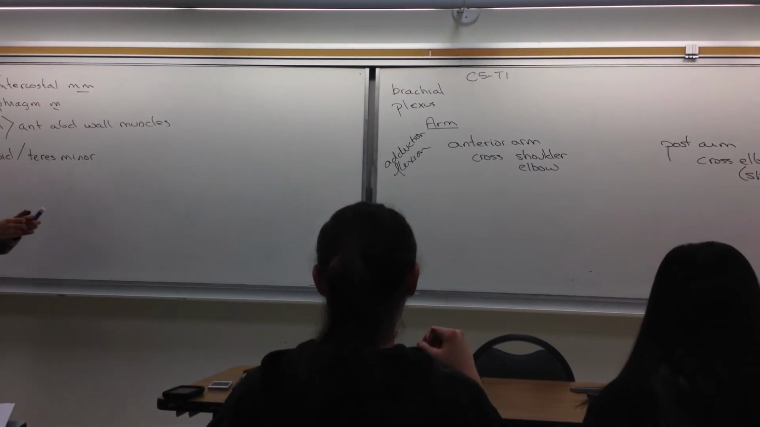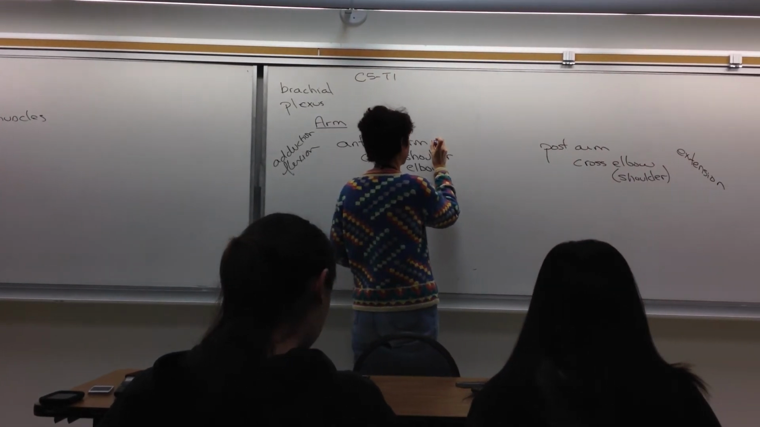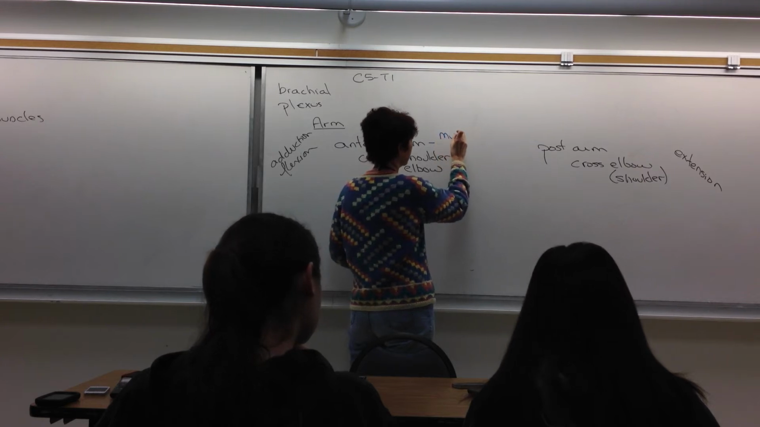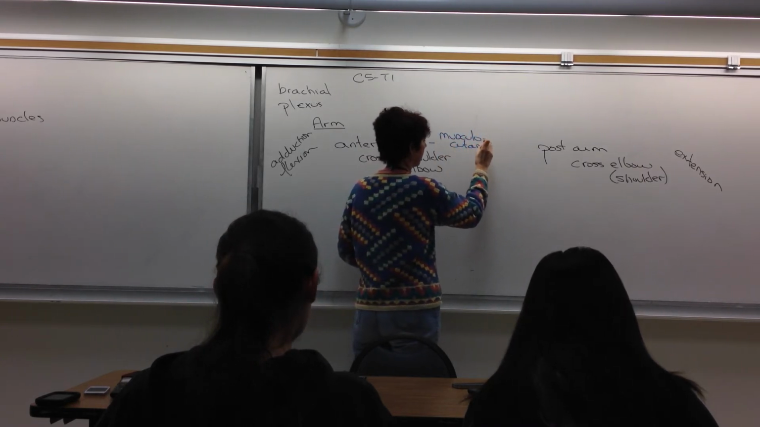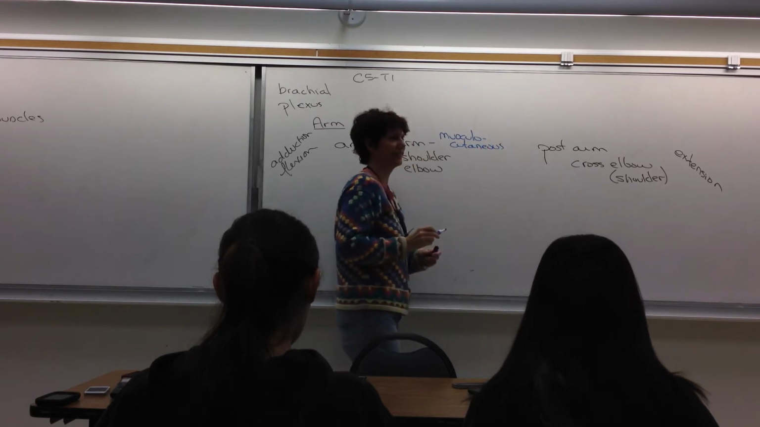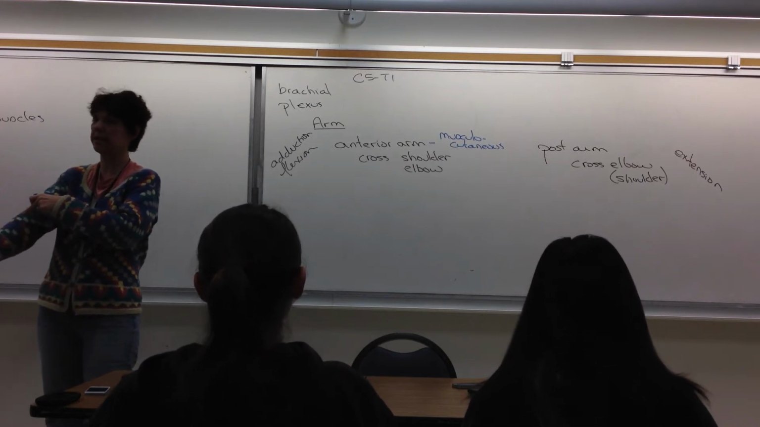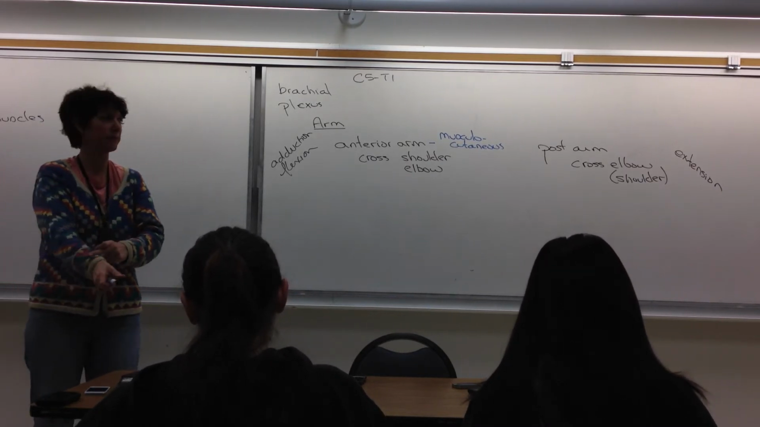The nerve that innervates the anterior arm is known as the musculocutaneous nerve. It's motor to muscles of the anterior arm and then becomes sensory as you run your hand down the side, the lateral aspect of your forearm.